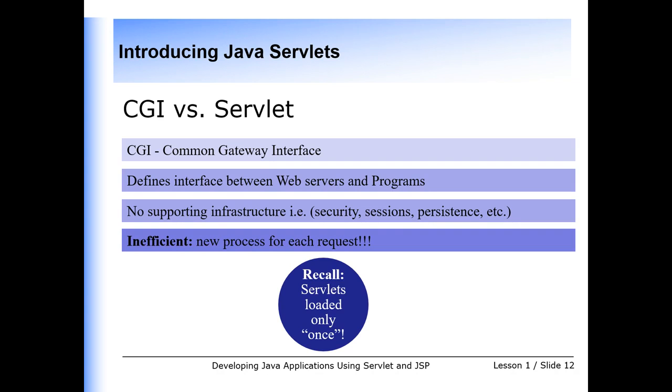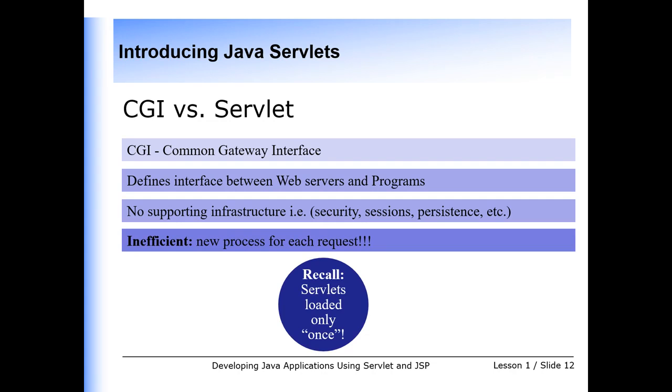Servlets are loaded only once. It means it provides the infrastructure. Servlets provide security. Servlet provides session management. Servlet provides instance persistence. But the CGI does not provide security, session management, and instance persistence. And CGI also was inefficient to handle multiple requests simultaneously. So why did we stop using it and switch to the servlets?